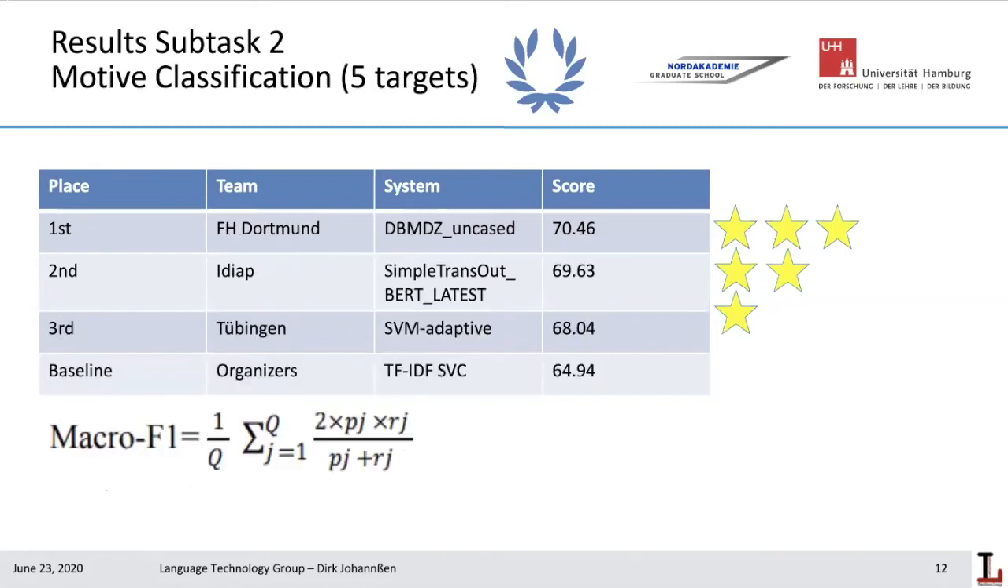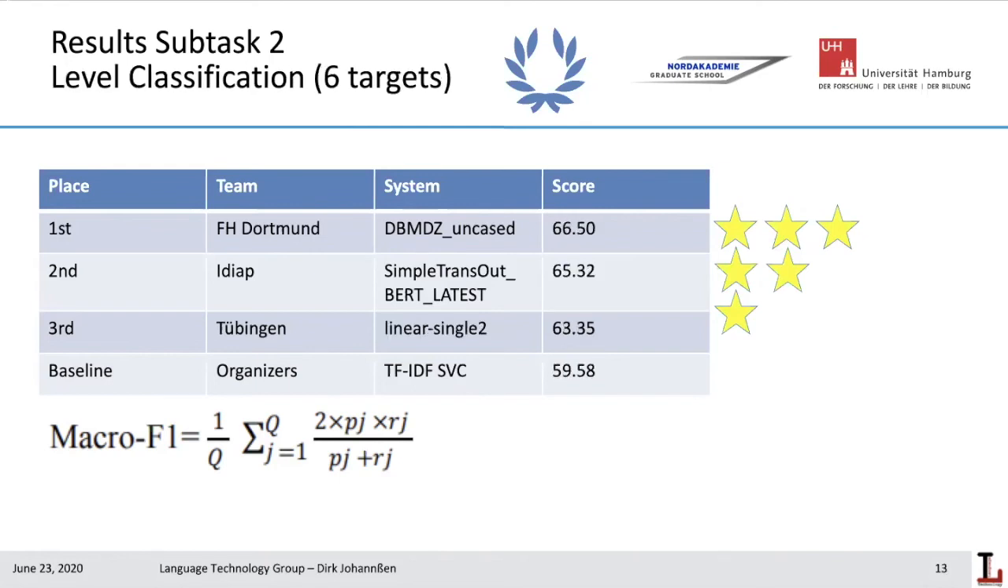textual data. The second subtask is divided into 3 different ways of looking at the labels, as motive labels and level labels are independent by definition. The evaluation metric for all of those was the macro F1 score. The baseline for motives only is about 65%. Tübingen scored 68% with their SVM adaptive approach, and the second place was achieved by Team IDIAB with their simpletransformers BERT system and a score of 70. And the highest score came from the Team FH Dortmund with the DBMDZ uncased and a score of 70.5.